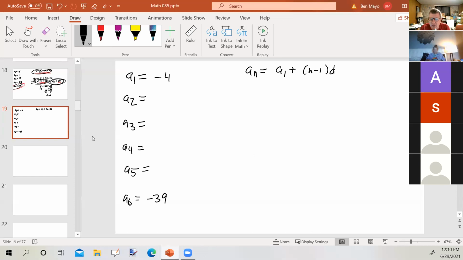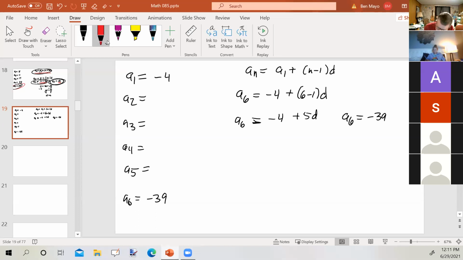Okay, I'm going to do the exact same thing I did in the previous problem. A sub 6 would be a sub 1, which is -4, plus 6 minus 1 times d, which is -4 plus 5d. So a sub 6 equals -4 plus 5d. But I also know a sub 6 equals -39. Therefore, this equals that. So our equation becomes.